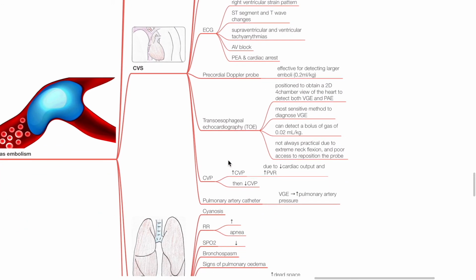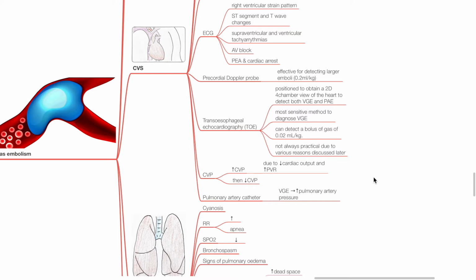Transesophageal echocardiography, positioned to obtain a 2D 4-chamber view of the heart to detect both VGE and PAE, is the most sensitive method to diagnose VGE and can detect a bolus of gas of 0.02 mL per kg. However, TOE is not always practical due to various reasons discussed later.